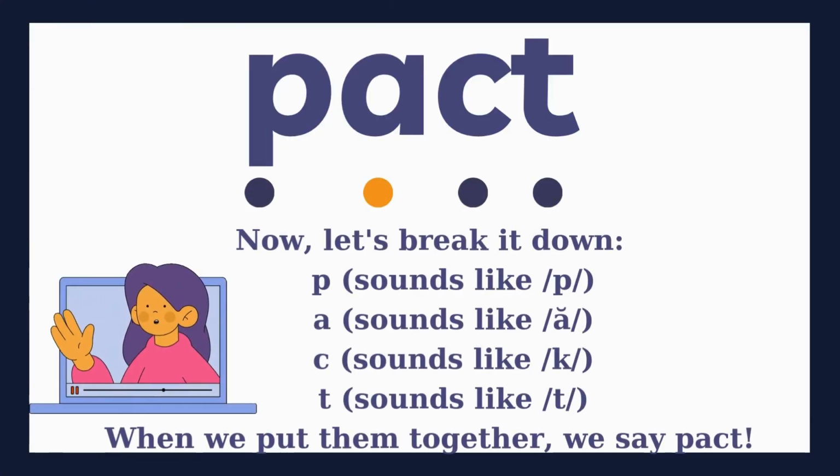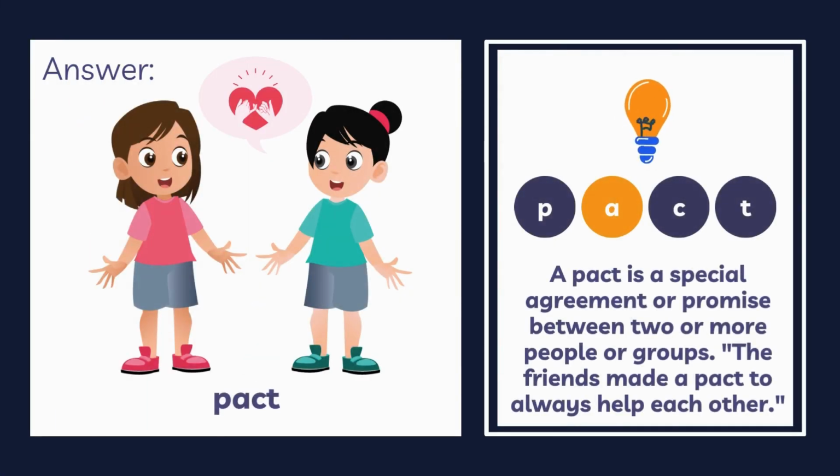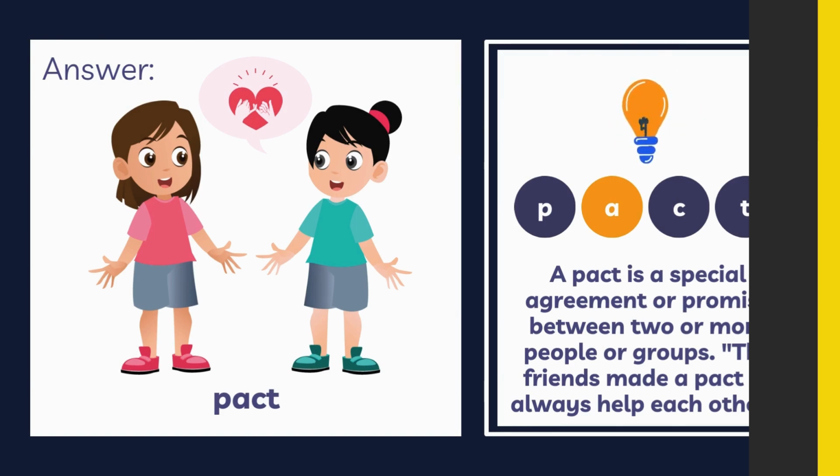Pact. Now, let's break it down. P sounds like P. A sounds like A. C sounds like K. T sounds like T. When we put them together, we say pact. A pact is a special agreement or promise between two or more people or groups. The friends made a pact to always help each other.